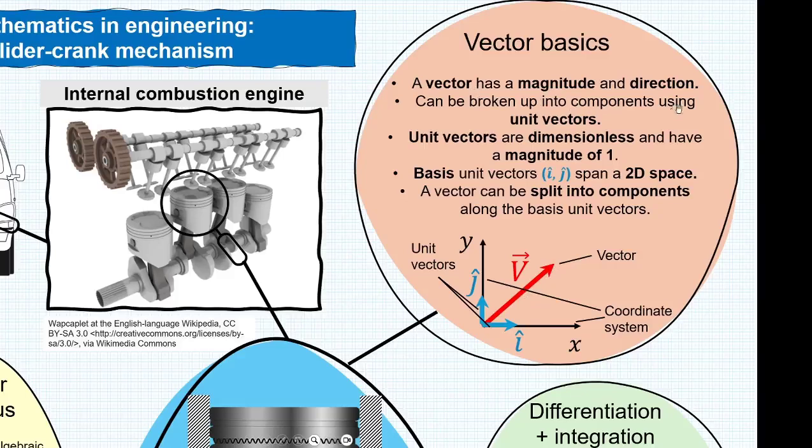A vector can be broken up into components using unit vectors. Unit vectors are a special kind of vectors that are dimensionless and have a magnitude of 1. Basis unit vectors span any two-dimensional space. For instance, in this case, the basis vectors i and j, which span the xy coordinate system here, are indicated by these symbols with these caps on top of them.